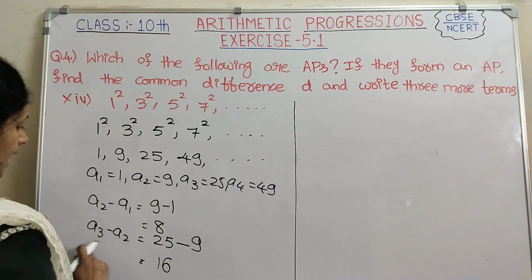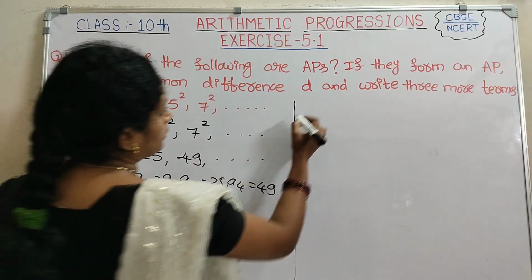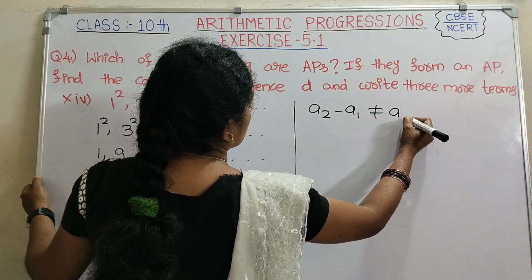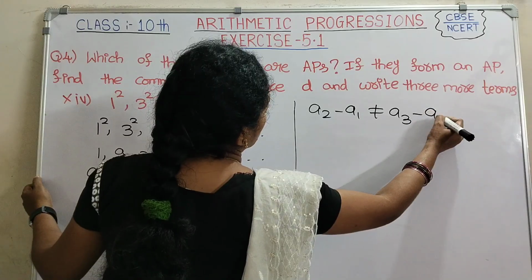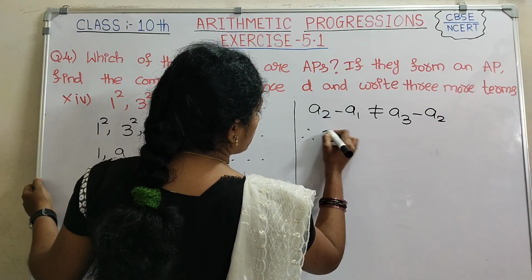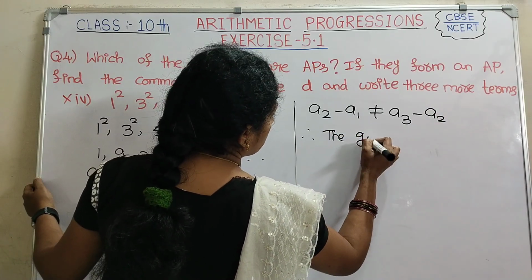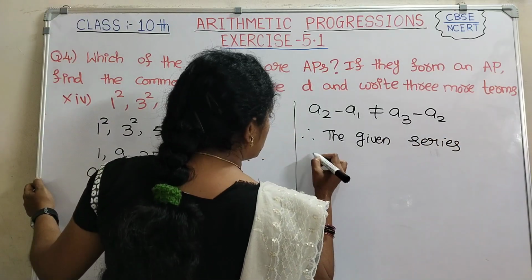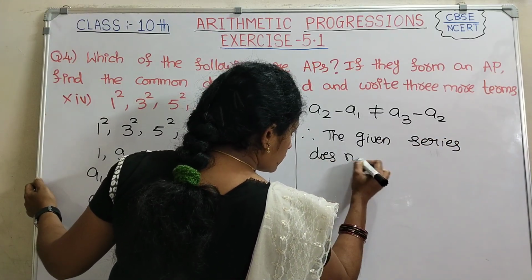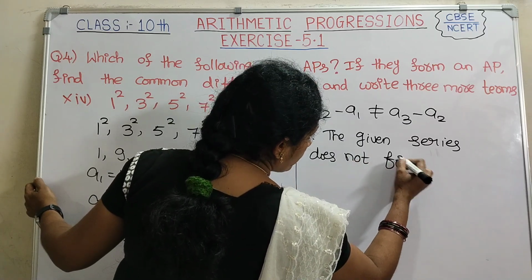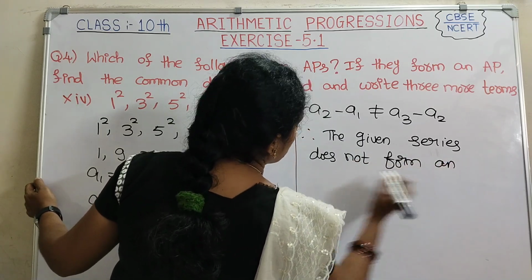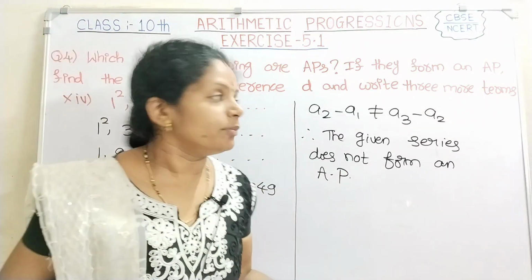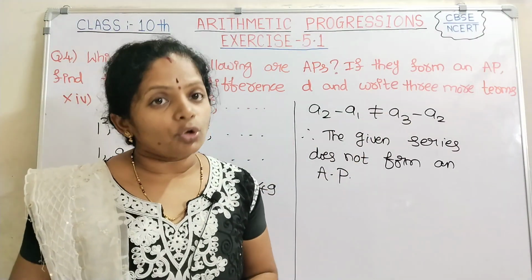A2 minus A1 and A3 minus A2 both are not equal. Therefore, the given series does not form an AP. It is not in the AP because their common differences are not equal here.